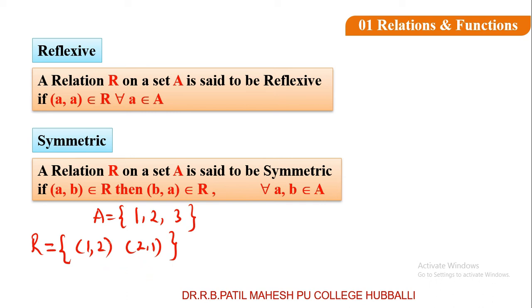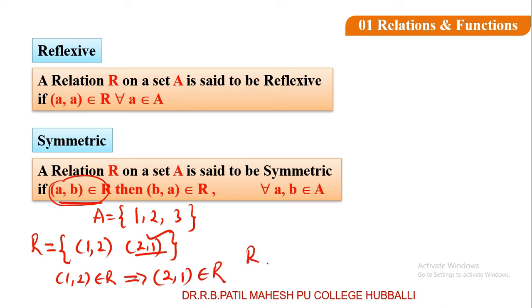What the definition of symmetric says: if (a, b) belongs to R, then (b, a) belongs to R. In this example, (1, 2) belongs to R. Is there the reverse of (1, 2)? Reverse of (1, 2) means, is there (2, 1)? Yes. Therefore (2, 1) also belongs to R. Hence the relation is symmetric relation. This satisfies the definition of symmetric relation.